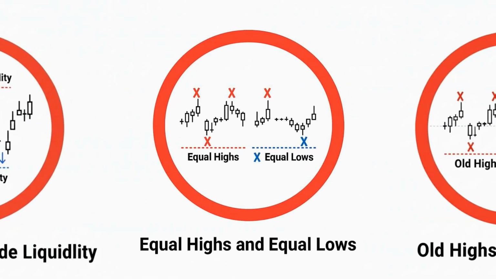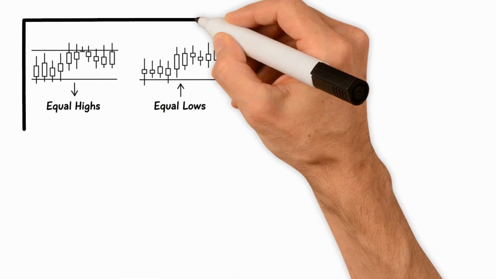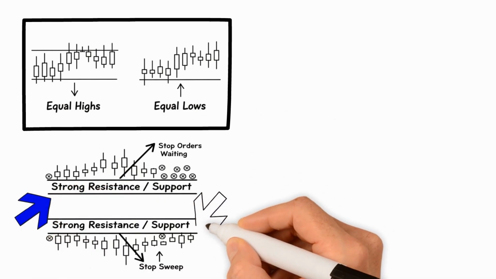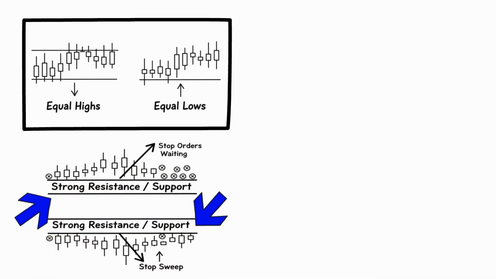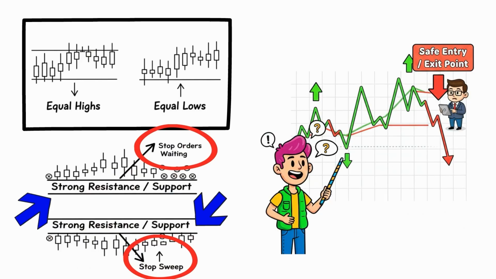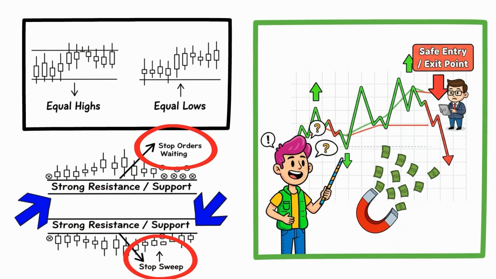Equal highs and equal lows. Equal highs and equal lows form when multiple swing points align at nearly the same price level. Equal highs look like strong resistance and equal lows like strong support. But in reality, they're zones filled with stop orders waiting to be swept. Retail traders see them as safe entry or exit points. Smart money sees them as liquidity magnets.